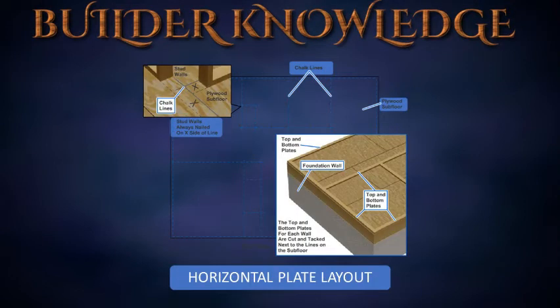We went over the basics on horizontal plate layout. It's time to get more in depth. You will begin by snapping chalk lines on the subfloor to indicate the exact locations of your walls. Reminder, wall locations are determined by the measurements provided on the floor plan.